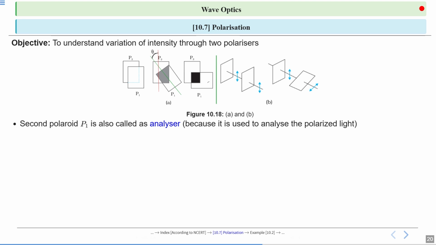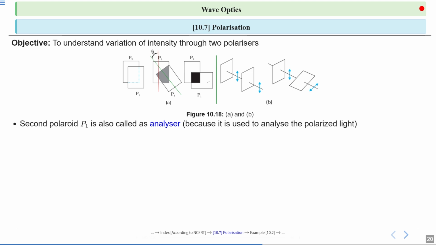So the second Polaroid, labeled as P1, is also known as the analyzer. A polarizer is a special function Polaroid that is used to polarize the light, and an analyzer is also a special function Polaroid that is used to analyze the light that is polarized by P2. So the P1 Polaroid is known as the analyzer.